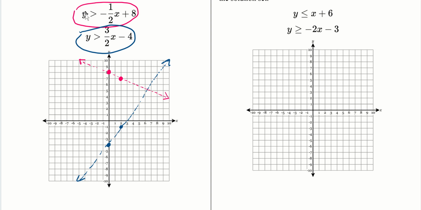Now for the pink line, we're going to shade everything above it because its y is greater than. So all of these values above that boundary line would be included. Same for the blue line. Everything above the boundary line would be included. So our area of overlap, where we're above the pink and above the blue, would be in this region right here. So that's what we're going to shade.